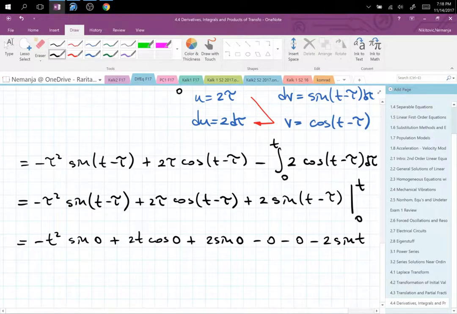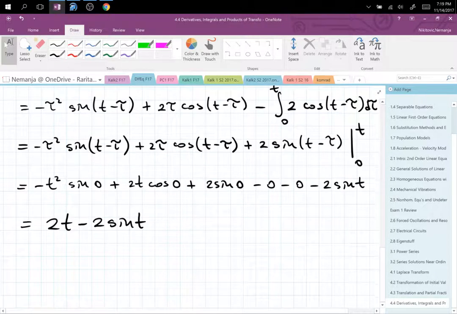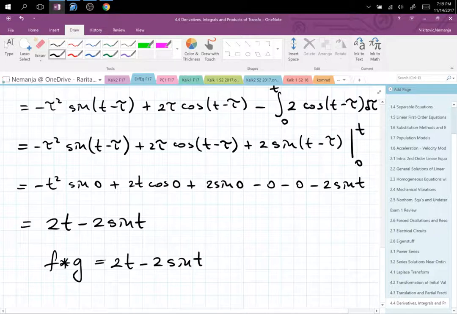So you have 1, 2, 3, 4, 5, 6. Good. Sine of 0 is 0. So the first term dies. The second term, 2t, survives. Cosine of 0 is 1. Sine of 0 is 0, 0, 0, and minus 2. So 2t minus 2 sine t. The convolution between f and g was 2t minus 2 sine t.